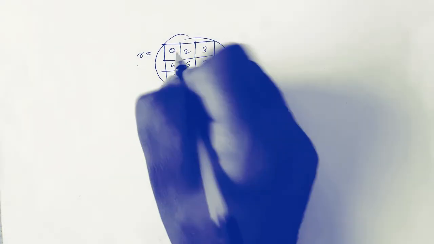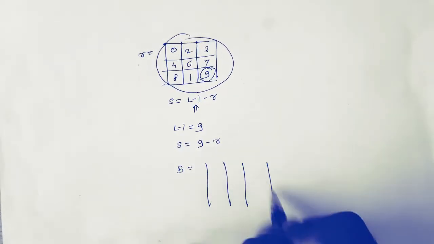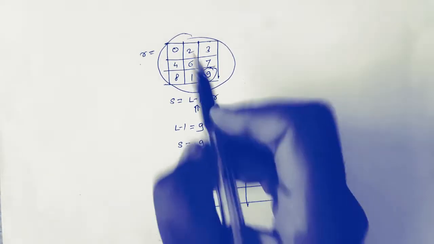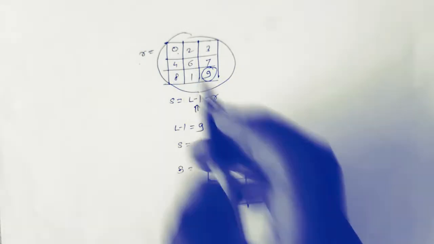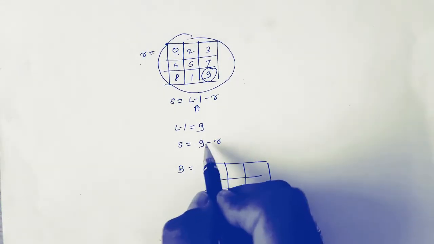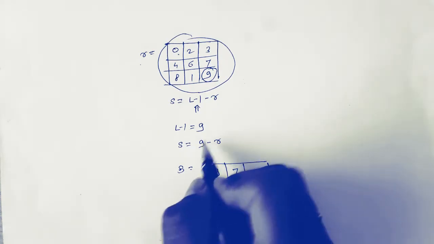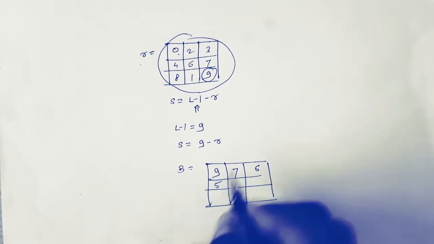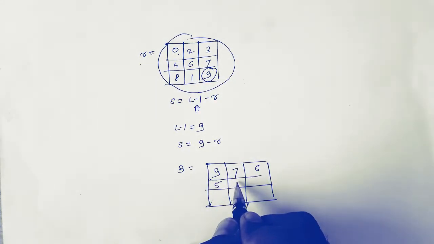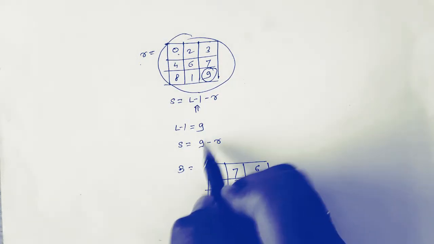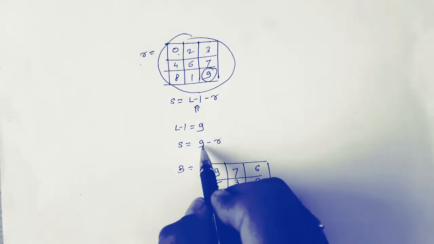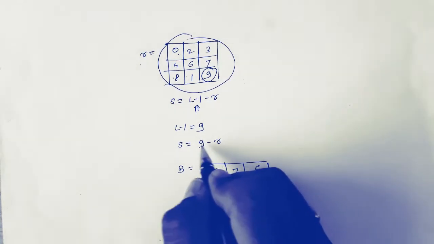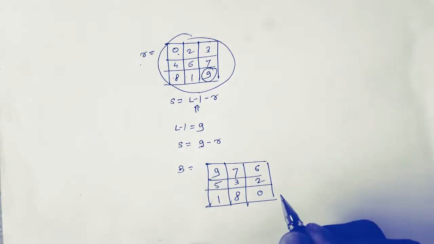So 9 minus the first pixel, which is 0. So I am getting my output as a 3 by 3 image. You have to subtract the first pixel value from 9. So 9 minus 0 is 9. 9 minus 2 is 7. 9 minus 3 is 6. 9 minus 4 is 5. 9 minus 6 is 3. 9 minus 7 is 2. 9 minus 8 is 1. 9 minus 1 is 8. And 9 minus 9 is equal to 0.